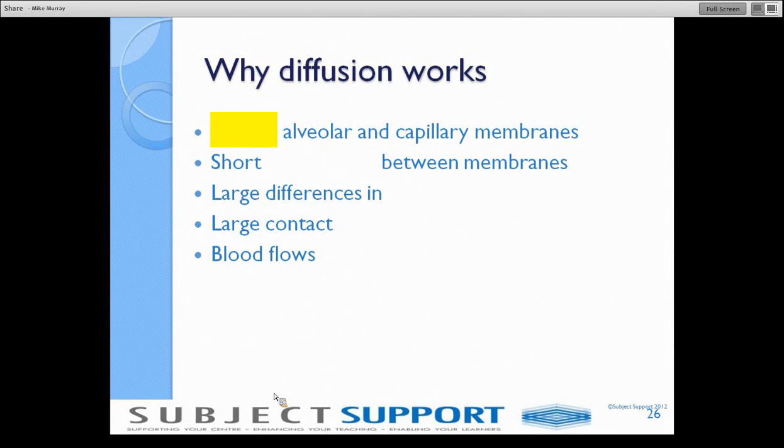Why does diffusion work? So here we've got five reasons why diffusion works, with missing words, and they're nice simple words. So what have we got in terms of alveolar and capillary membranes? What's short between the membranes? What's the big difference? What's the large contact? And tell me about the way that blood flows. Do you want to have a go at filling those in? And that might take you a bit of discussion with your colleague next door.